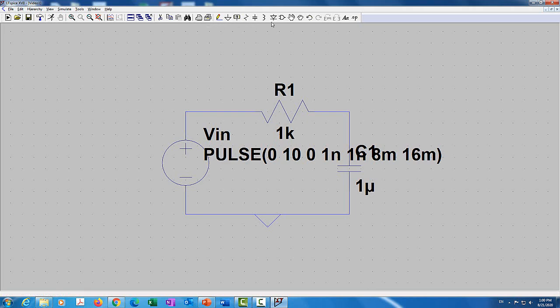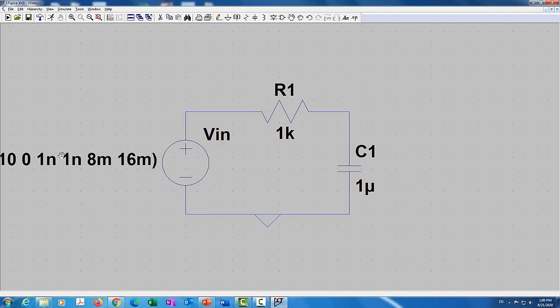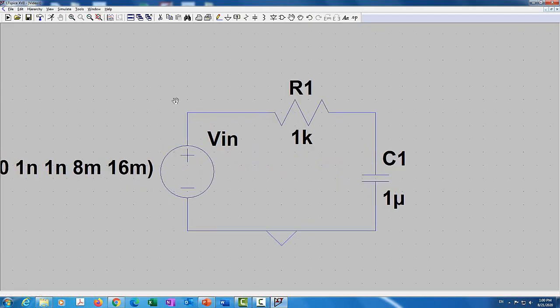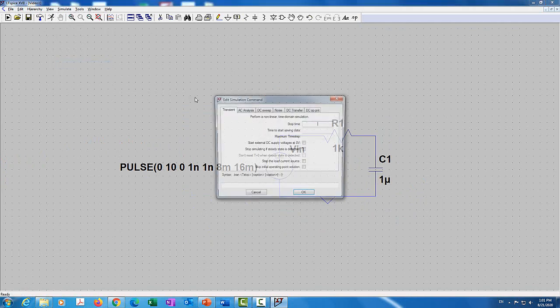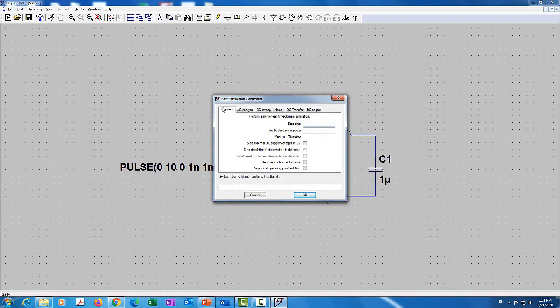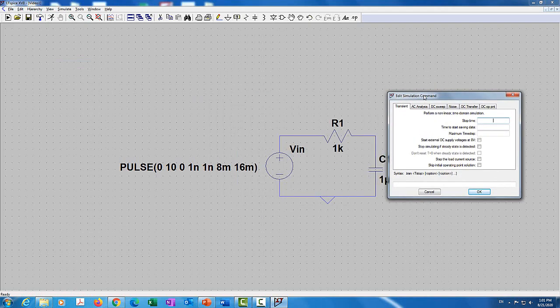I'm going to move it so that we can see it. I move it over here, then I'm going to zoom out. So that's what I have for the circuit. Now I need to define the simulation again. So before I simulate the circuit, I will come in here. Now I'm going to do transient because this is time domain.